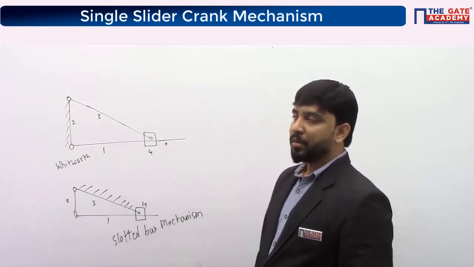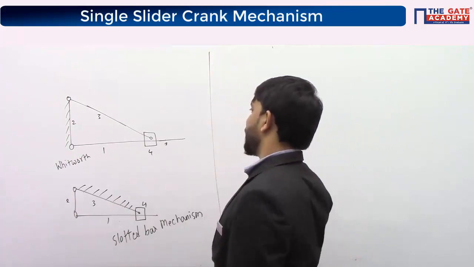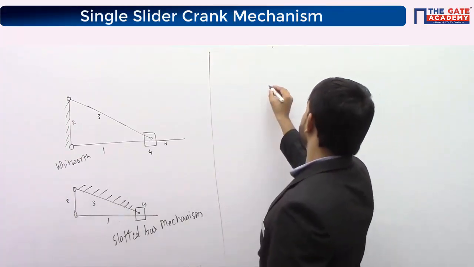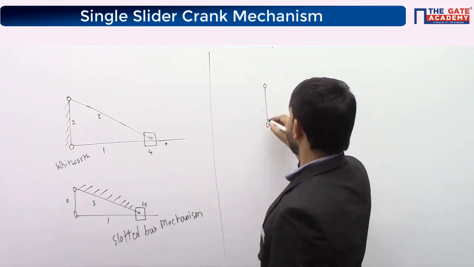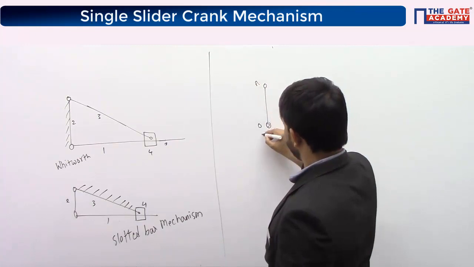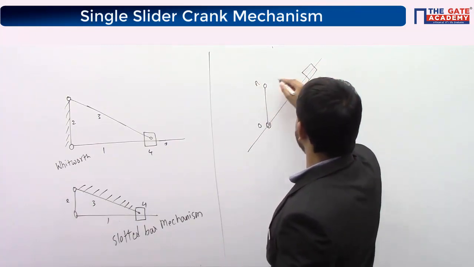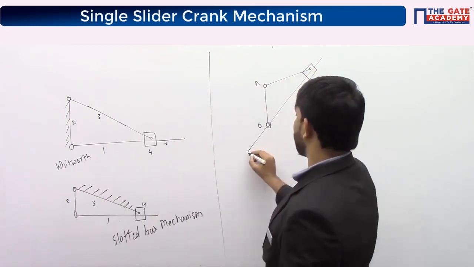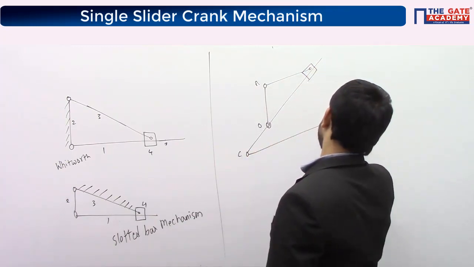Next, there is one more thing between the Whitworth and slotted bar mechanisms. If you look at this Whitworth mechanism, I call this O and this A. So this is link number 1. And this is the Whitworth mechanism. The construction of the Whitworth mechanism was something like this. This is the tool.